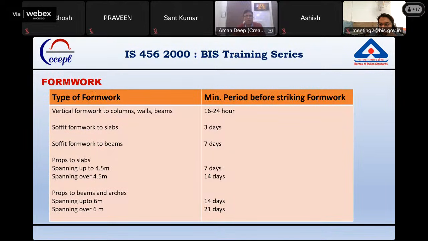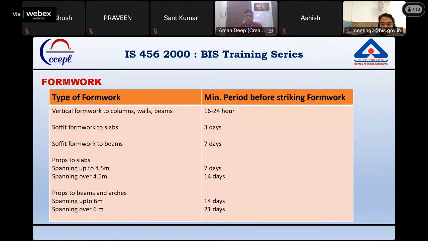Now, formwork and the minimum period before striking the formwork. Because when we are supporting a slab, we may have a larger time required for the concrete strength to gain, and the stripping time could be higher. And for vertical formwork, like for columns and walls, we can strike out the formwork within, say, 24 hours after the concrete has set. So generally, we consider that after 16 hours we can start removing the formwork for the vertical elements.